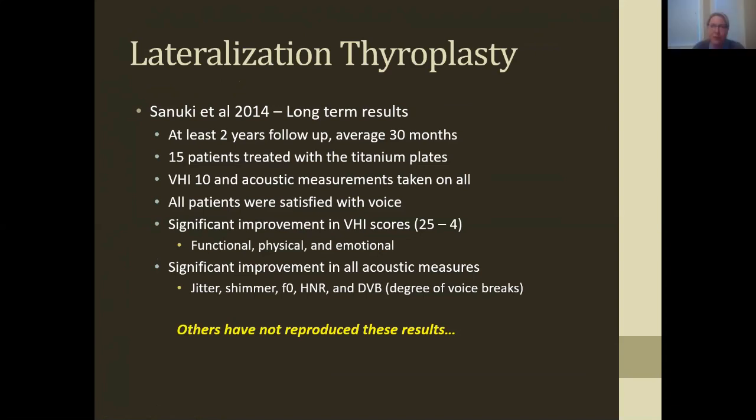Long-term results are by far the best out there. They reported 15 patients with at least 2 years follow-up and found patients were all very satisfied with their voice, and there was significant improvement in the different acoustics. Unfortunately, it's not been something that others have been able to reproduce more consistently, but I do think it certainly warrants continued investigation because their results have been quite good.